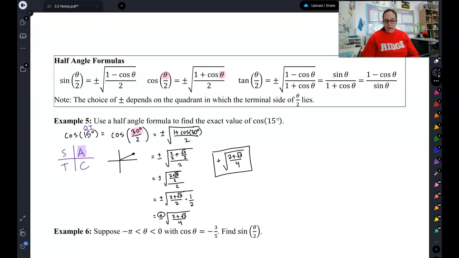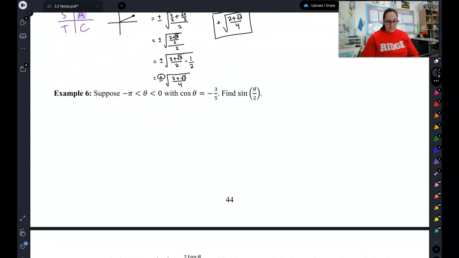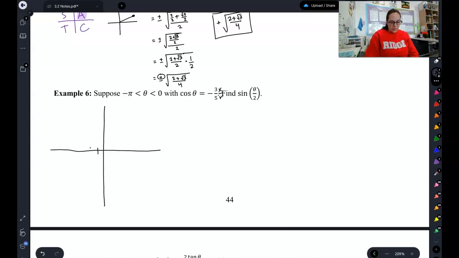You can cut an angle in half, which makes you able to find a lot more angles than are just on your unit circle. Now let's try one like this. I have cosine of theta equals negative 3/5. Now I know cosine is also x over r. So that means I can come over here. I want my x value to be negative 3, and I want my r value to be 5. So x is negative 3, r is 5.